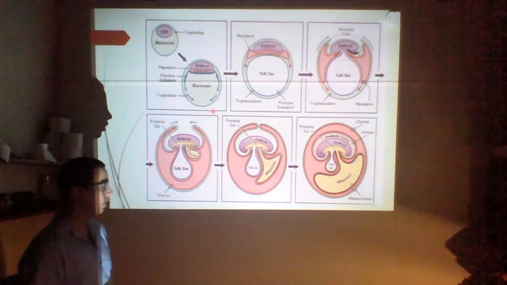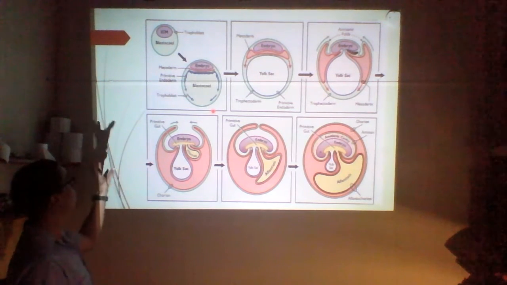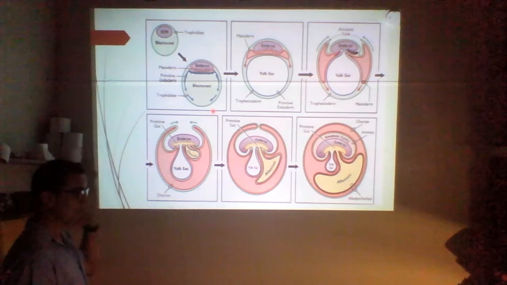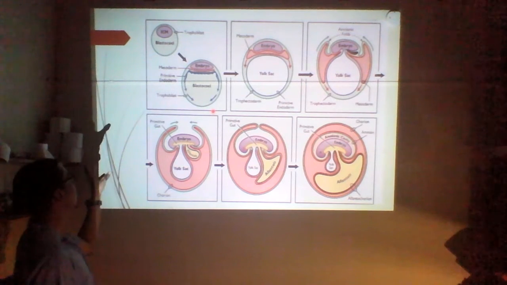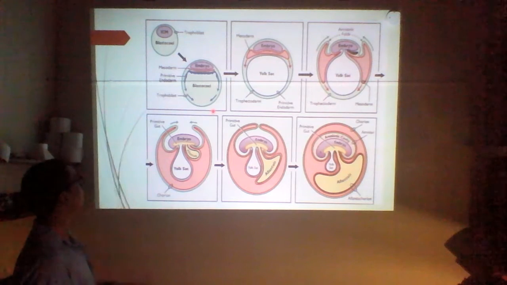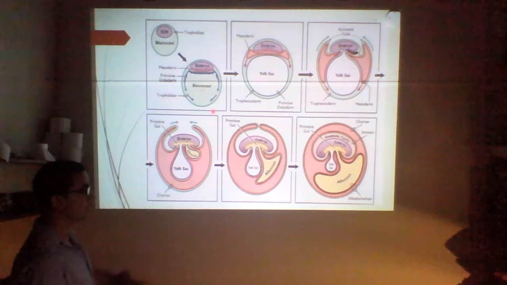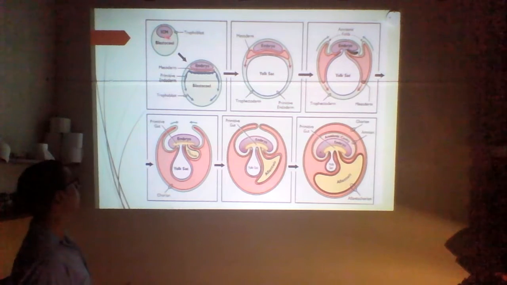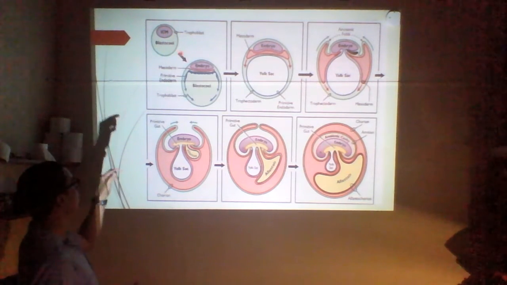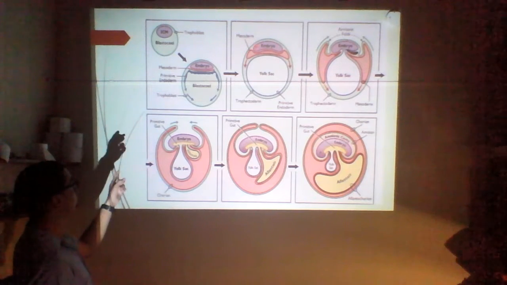Well, then we have the ICM, that is the inner cell mass, and then we have the blastocyst, and then the ICM is going to transform into an embryo, and then we have a mesoderm and the primitive endoderm, the blastocele, and the trophoblast.